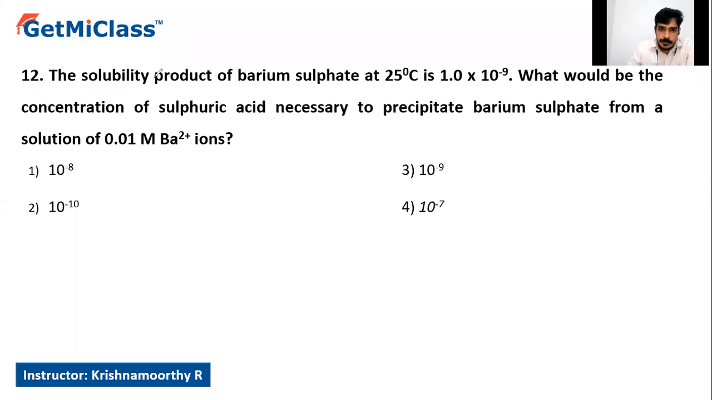The solubility product of barium sulfate at 25 degrees Celsius is 1 × 10^-9. So the K solubility value is given. What would be the concentration of sulfuric acid necessary to precipitate barium sulfate from a solution of 0.01 molar barium ions?